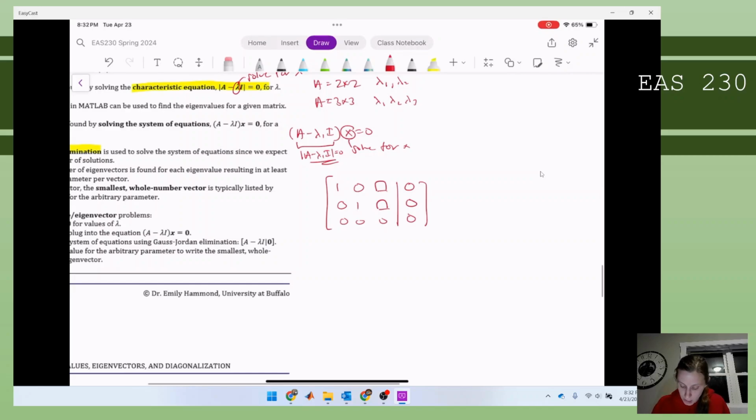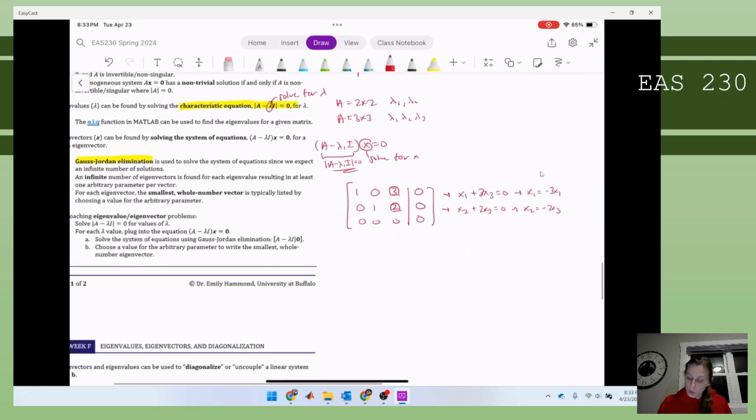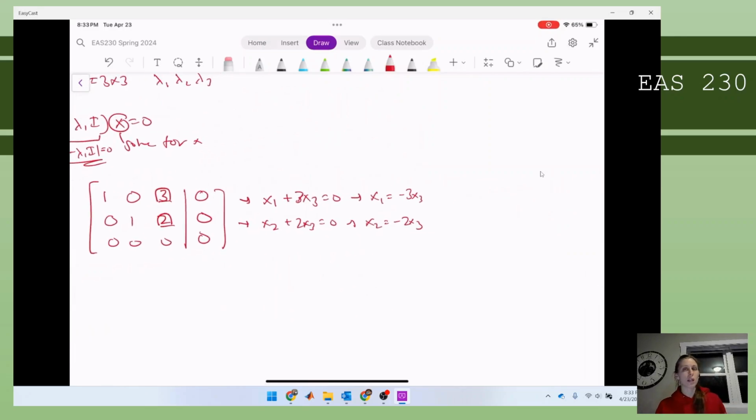Which means here, let's say this is 3 and this is 2. This would tell me x1 plus 3x3 equals 0. This tells me x2 plus 2x3 equals 0. Or x1 equals negative 3x3, x2 equals negative 2x3. So this gives me an infinite number of solutions. What we're going to do is pick one of our solutions. I'm going to choose x3 to be 1. If x3 is 1, that means x2 is negative 2 and x1 is negative 3. This is one of my solutions for this scenario.